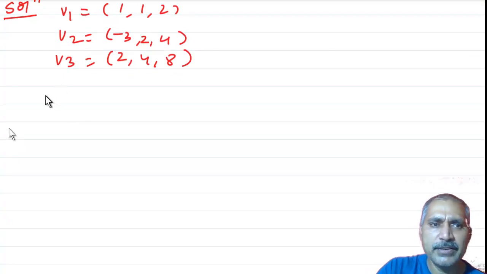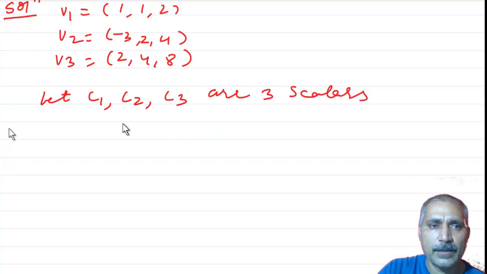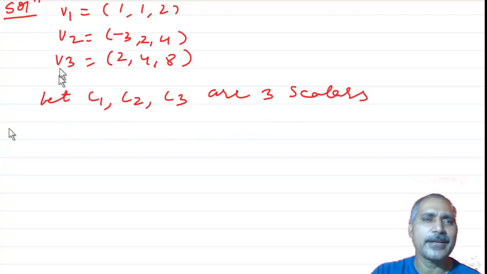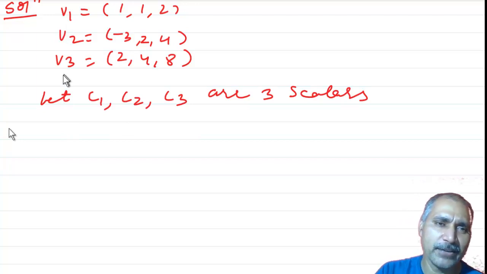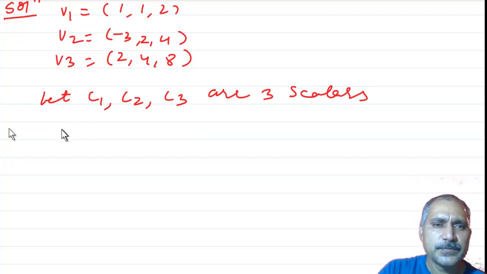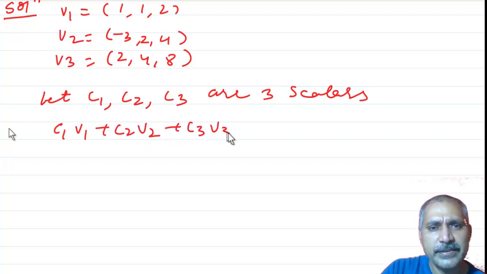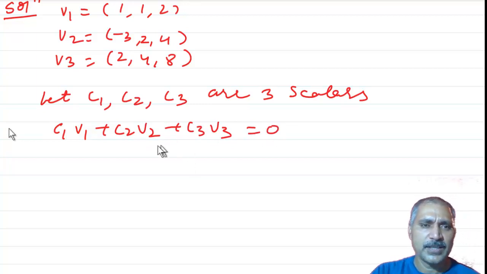Since we have three vectors, let C1, C2, C3 be three scalars. We can take the scalars as C1, C2, C3, or K1, K2, K3. We can take any symbols other than V, as we are using the V symbol for vectors. Now, we'll have the equation C1 V1 plus C2 V2 plus C3 V3 is equal to the 0 vector. So we'll have this linear combination, and we will be comparing that with the 0 vector.